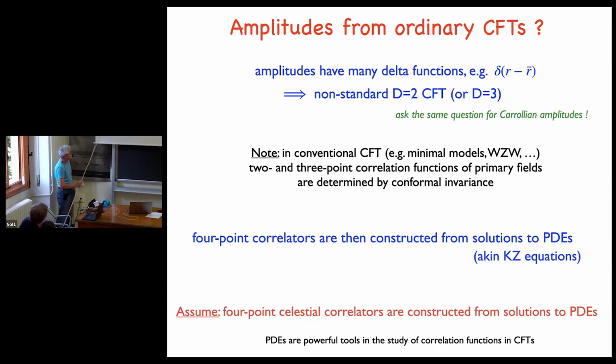So that means we want to have something similar, that 4-point celestial correlators and also Carrollian correlators are constructed from solutions to PDEs. And what are these PDEs?